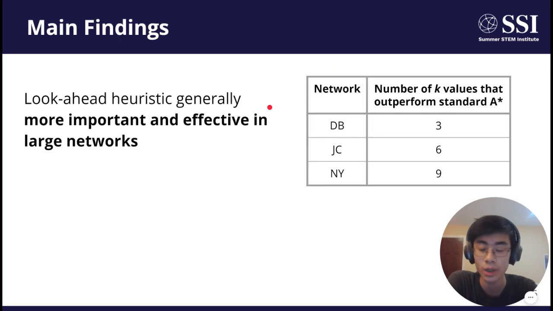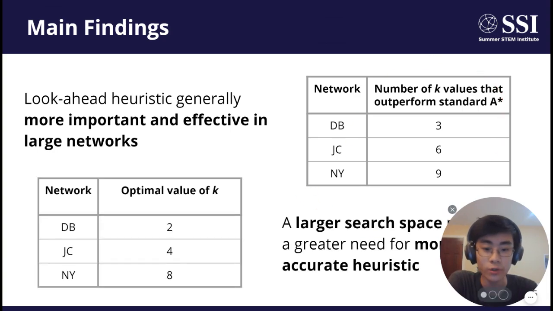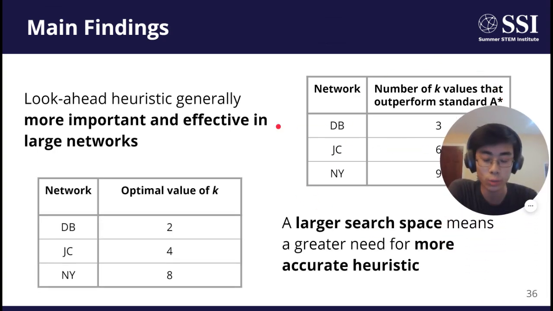So the main findings of this are that the look-ahead heuristic is generally more important and effective for larger networks. As you can see on the right side here, the number of values of k that outperform standard A-star increases as the network size grows. Furthermore, a larger search space or a larger network means that there is a greater need for a more accurate heuristic, or a higher value of k. And this can be seen on the left side here, which shows that the optimal value of k increases as the network size grows.